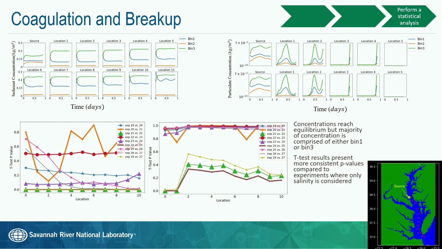Overall, concentrations of sediment produced similar results to the literature, and concentrations reached equilibrium fairly quickly. Particulate concentration shows peak values that occur roughly around the half-day mark for locations 1 and 2, and peak values comprise mostly of bin 3 sediment, which is our largest density and diameter. The t-test results below show consistent p-values across locations when salinity and turbulence are considered, which indicates to us a more predictable environment compared to runs where only salinity is considered. We also see that for particulate tracers, significant differences only occur at the locations closest to the source of release.